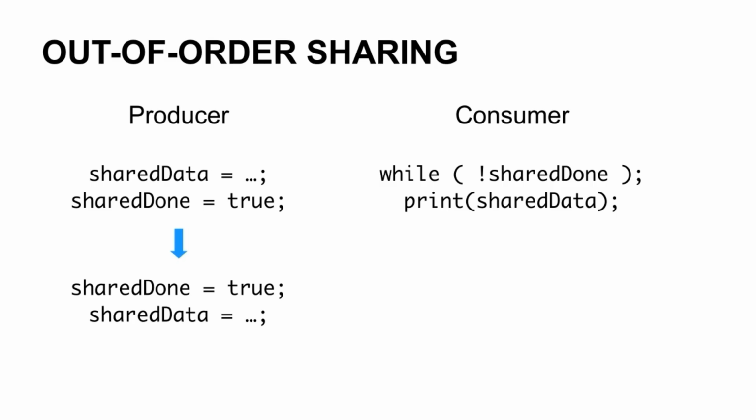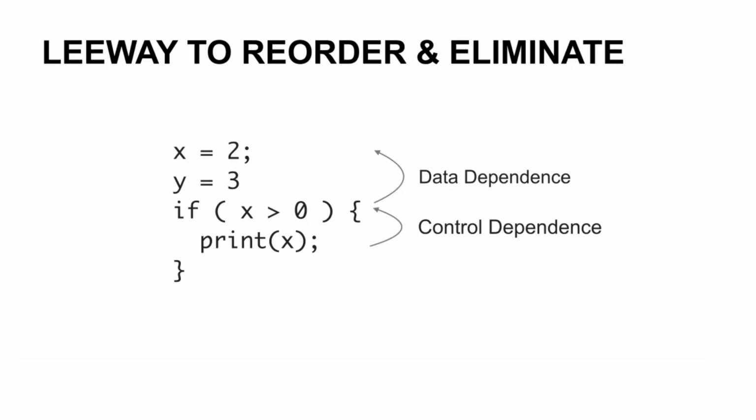But this isn't a talk on concurrency, so we're not going to go into all that detail. I just want you to understand how the compiler complicates things. Basically, the compiler has the leeway to reorder and eliminate whatever it feels like, unless you tell it that there is a synchronizing action or there is some sort of dependence like we've already seen, whether it be a control dependence or a data dependence.